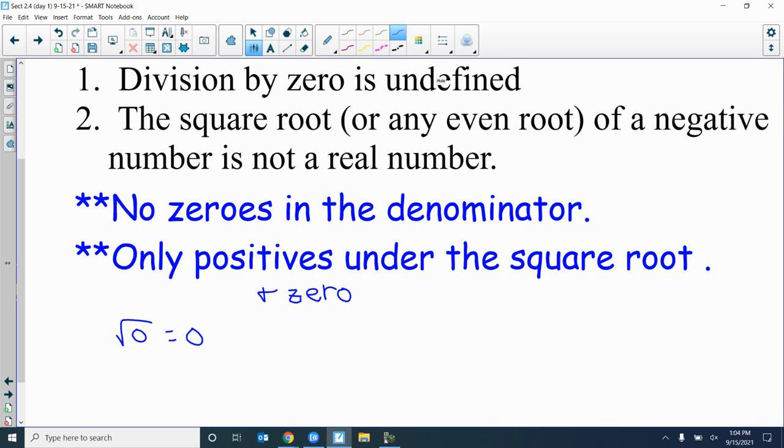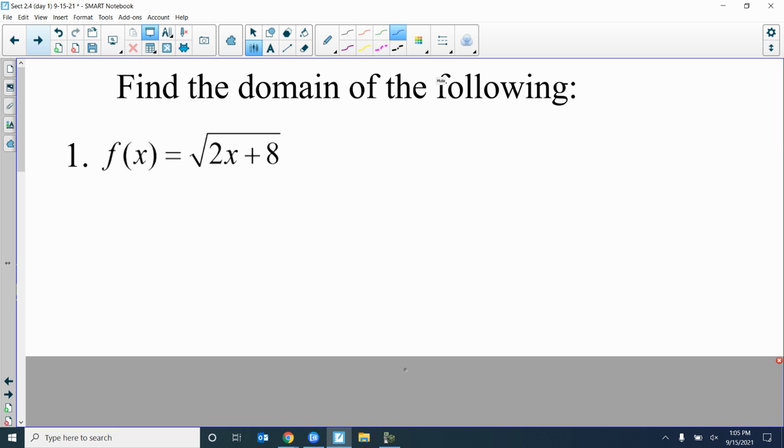All right, take a look at that first problem down there. It says identify the domain, and we want to write the domain in interval notation. Domain are all the values you can plug into the equation for which we will get an answer back. Okay, so f of x equals square root of 2x plus 8.